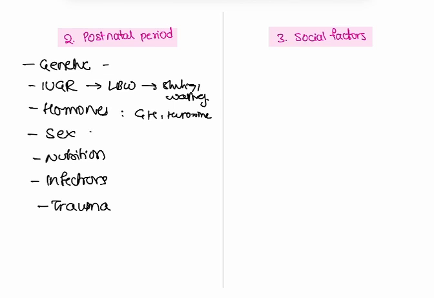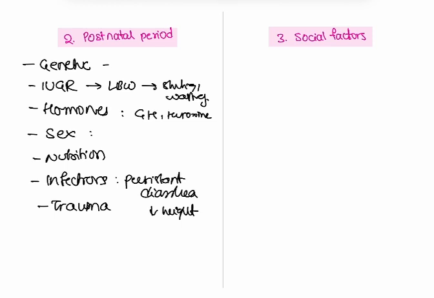Sex. Growth spurt occurs earlier in females than males, but the overall height of the boys is more. Nutrition: protein energy malnutrition, anemia, vitamin deficiency, these all result in decreased growth and development. Infections: persistent diarrhea causes decrease in height of the child. Trauma to the epiphysis causes decrease in the height.